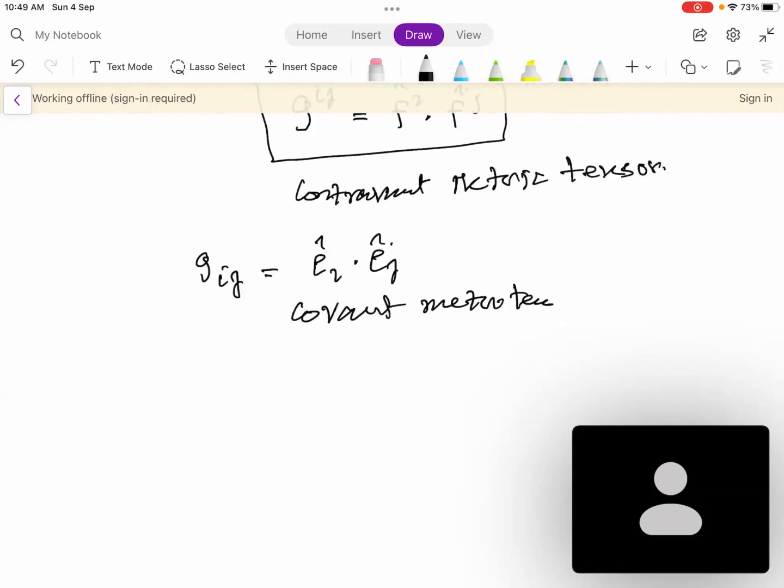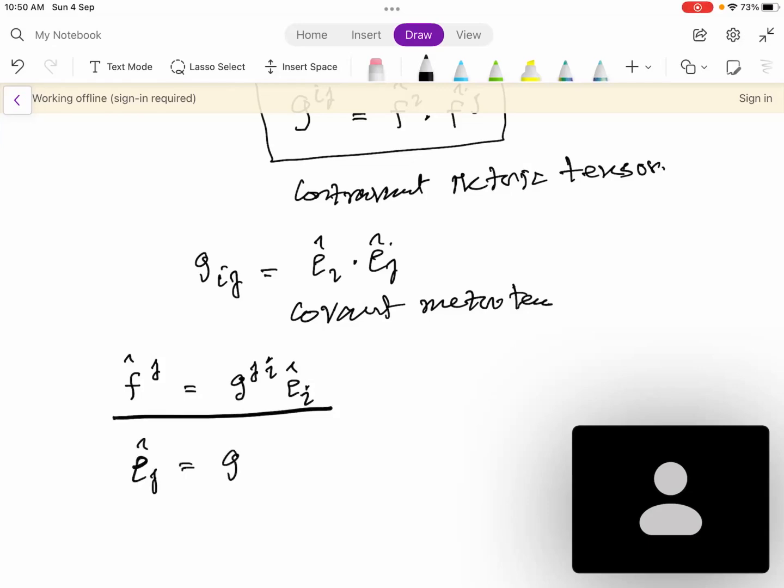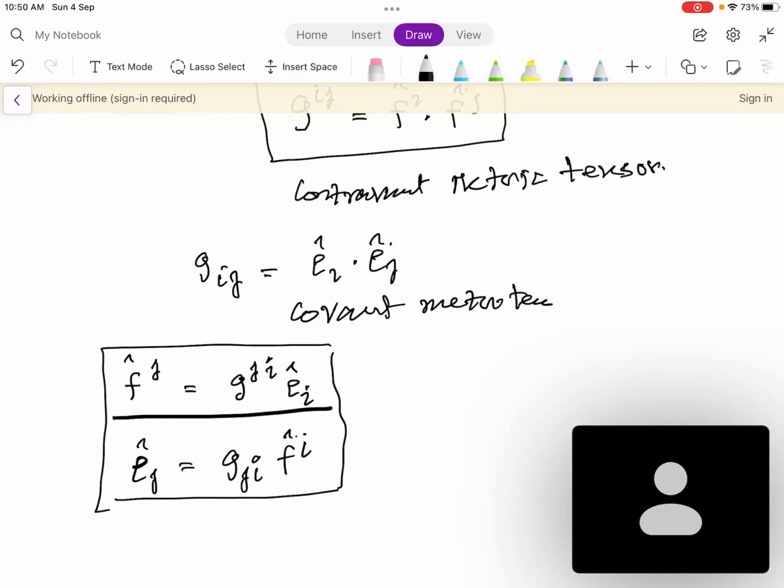So what happens is that I can write it in the following fashion. That is Fj cap is equal to Gji into Ei cap. So i is repeated, so it will be summed over, and j is a free index. So this is one transformation. The other is Ej is equal to Gji Fi cap. So this is another transformation. So the basis transformation from contravariant basis to covariant basis, or direct basis to reciprocal basis, is always obtained by this metric tensor.